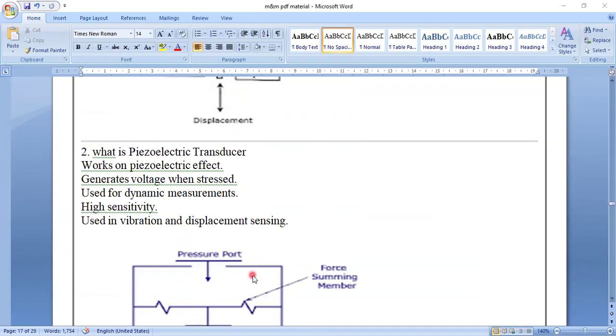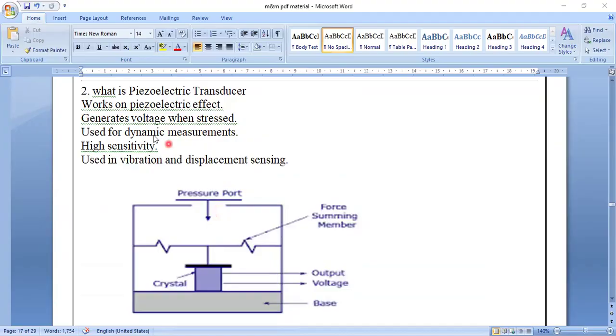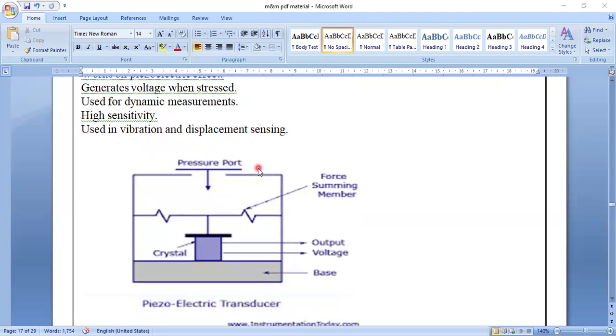Second question: what is the piezoelectric transducer? This piezoelectric transducer works on the piezoelectric effect. So the electricity effect is also used here. It generates voltage when stressed. So the stress of an object is known by converting it into voltage form. In the previous one also it was voltage form only. It is used for dynamic measurements, high sensitivity, used for vibrations and displacements of the sensing elements.